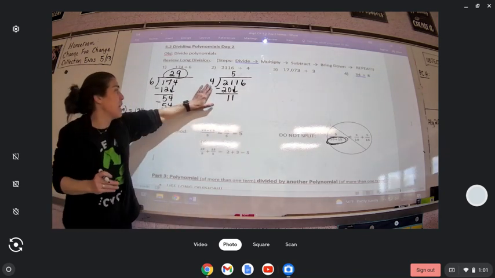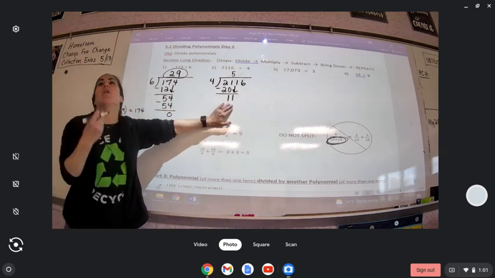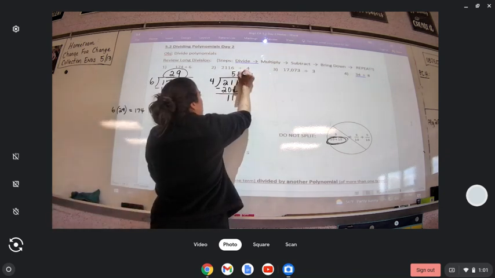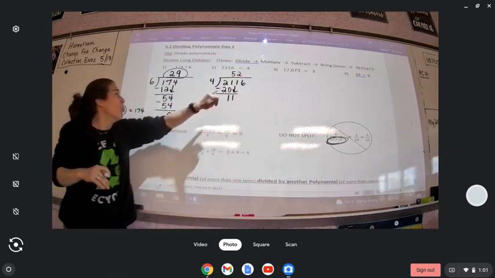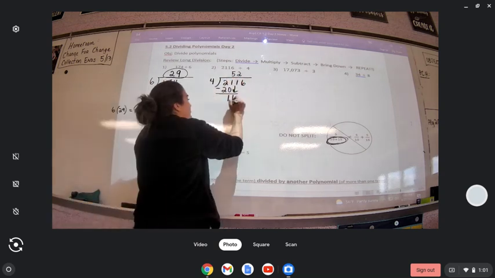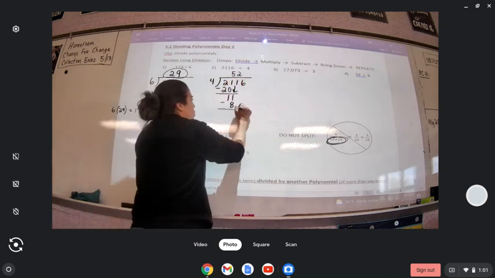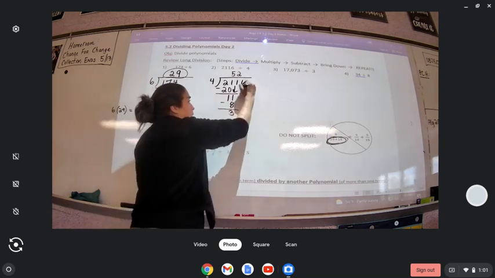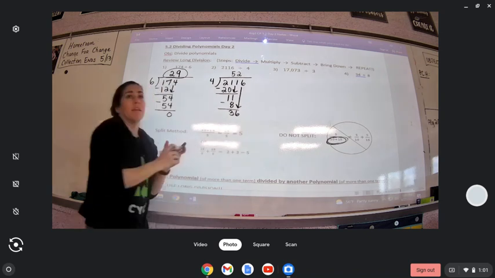Now how many times can 4 go into 11? 2 times. So now above that second one, you put a 2. Now we multiply it in. What is 2 times 4? 8. Now we subtract to see how many are left over. What's 11 minus 8? 3. Bring down the next number, and we do it again.